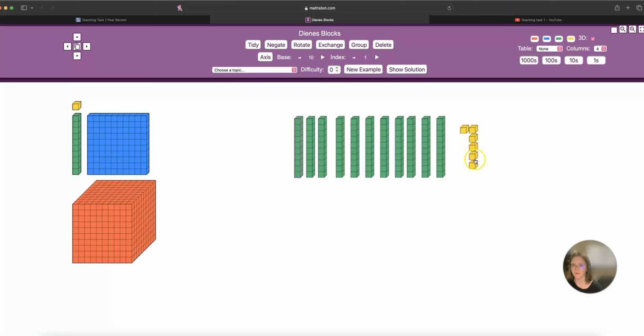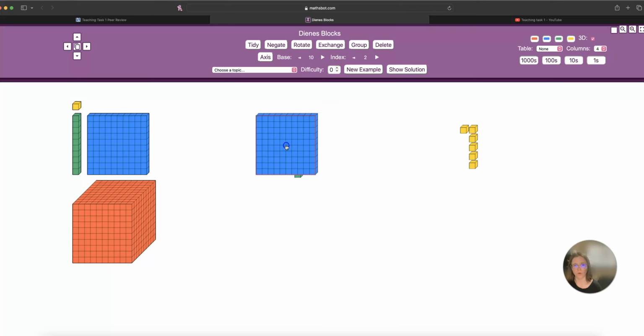1, 2, 3, 4, 5, 6. We have grouped all of the small cubes that we can. Let's count how many longs we have. 1, 2, 3, 4, 5, 6, 7, 8, 9, 10. So we have to group these 10 longs to form one flat, which, if you remember, one flat is 100. There is no more grouping to be done here, so we are going to write our standard number, which is one flat, one long, and 6 small cubes, which is 116. That is our standard number.